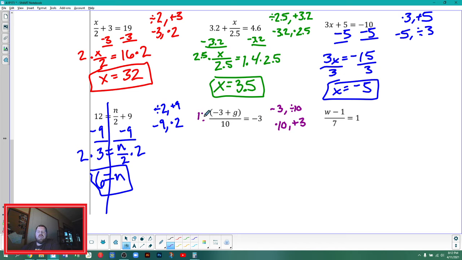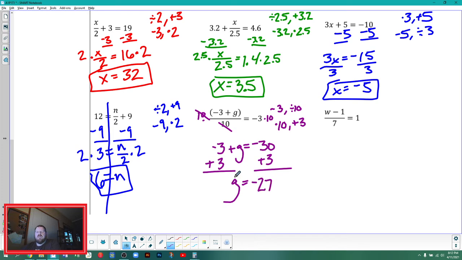Let's go ahead and give it a shot. Multiply by 10 on both sides. That 10 cancels that 10, and we don't have a fraction anymore. And I'm not even going to write those parentheses because we don't need them. Get negative 30 over there, and I'm going to add 3. And so g is going to be equal to negative 27. Not too bad.